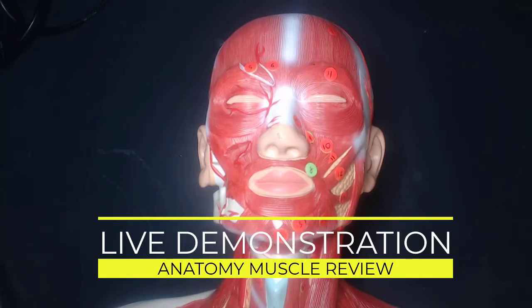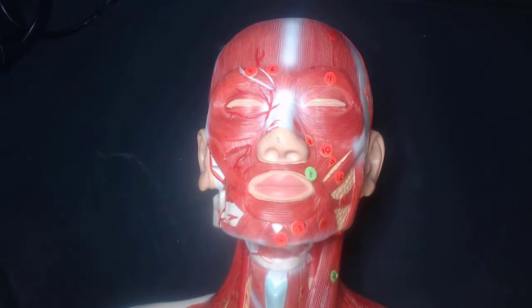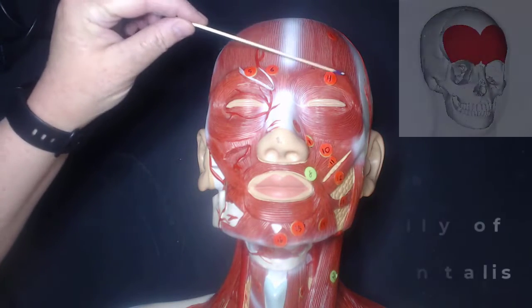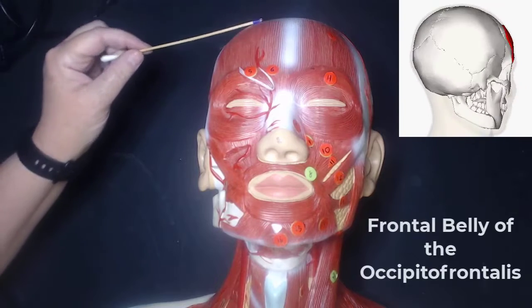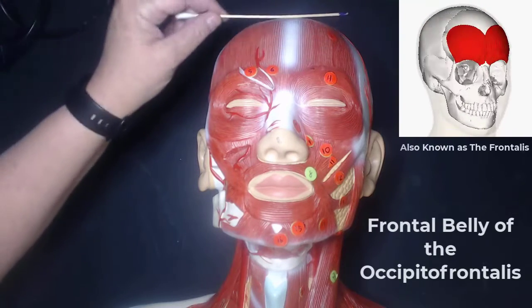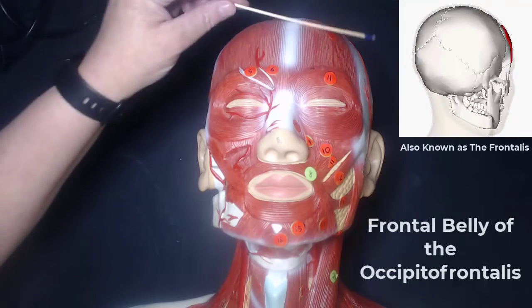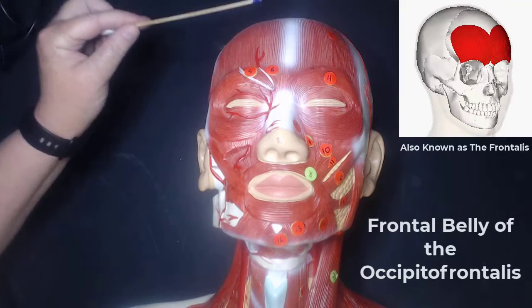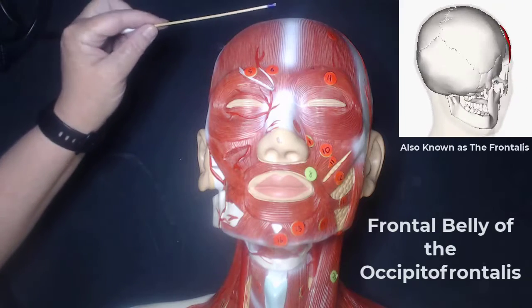So we're going to start with the bust model. In no particular order, the first one I want to talk about here is at the top. This muscle here is called the frontal belly because this is the frontal area, right? And the frontal bone is here. So the frontal belly of the occipitofrontalis.